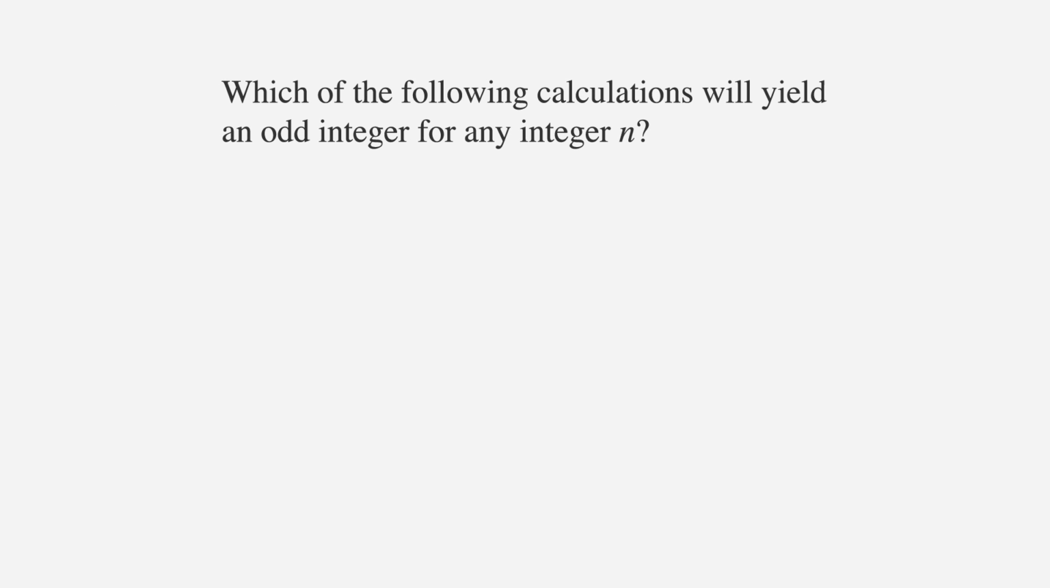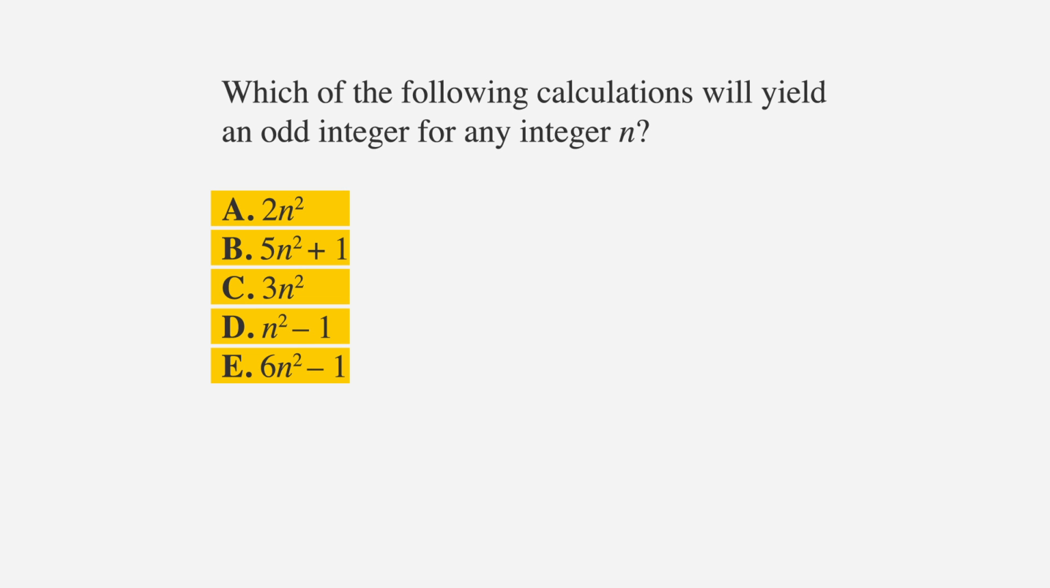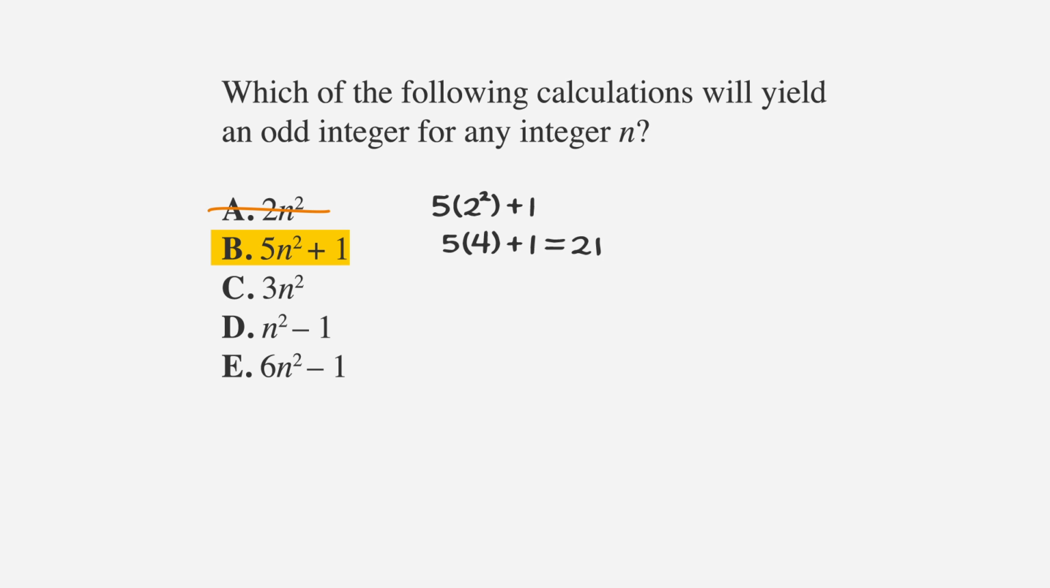Which of the following calculations will yield an odd integer for any integer n? We can back-solve this by looking at our answer choices. If we look at A, which is 2n squared, we can eliminate it because if you multiply anything by 2, the result will always be even. Let's look at B, 5 times n squared plus 1. If we pick an even number for n, say 2, we have 5 times 2 squared plus 1. We get 5 times 4 plus 1, which is 21, an odd number.